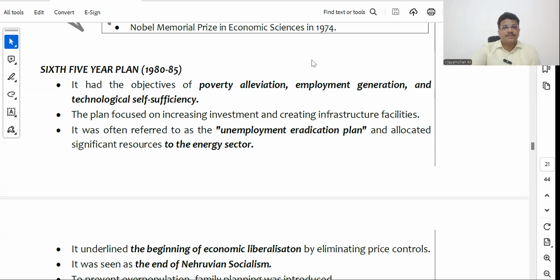Okay, so it is often referred to as the unemployment eradication plan. So the 6th 5-year plan is called the unemployment eradication plan, and the 5th 5-year plan is called the poverty alleviation plan. It also allocated significant resources to the energy sector.